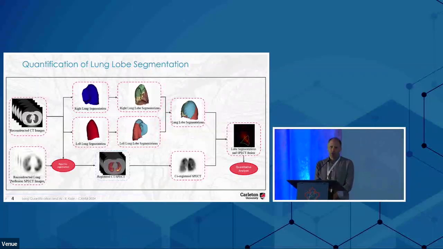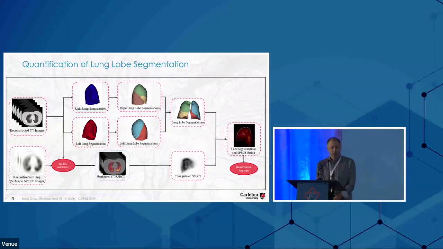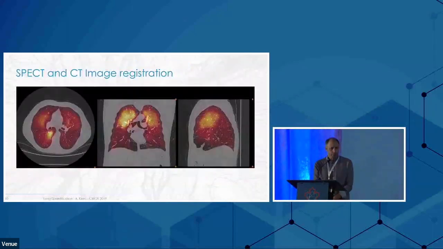We start off by co-registering them. That's something that's pretty easy to do these days, whether inherently through hybrid imaging or even if you have separate images; we have pretty good registration techniques that work in this context. You'll start by segmenting the right and left lungs and then break those up into their respective lobes on the CT. And once you have those regions of interest on the CT, you apply them to the SPECT to get quantitative measurements on your SPECT.